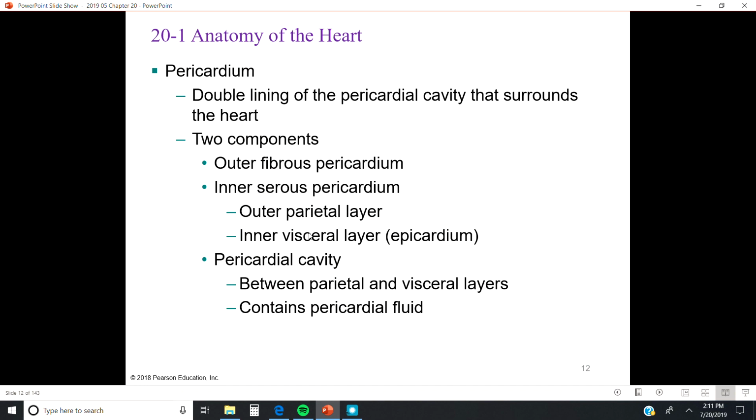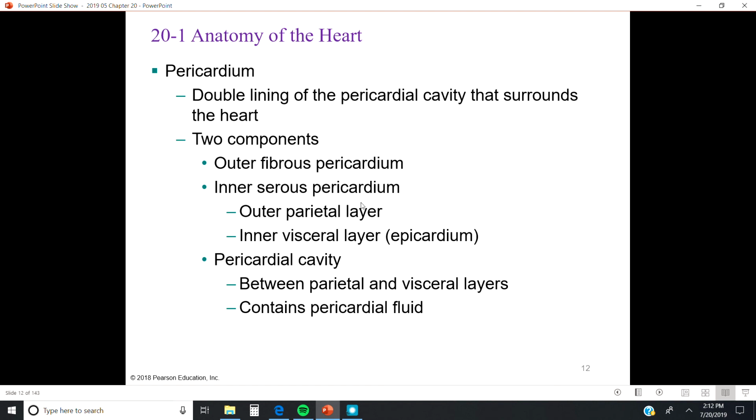Okay, so just kind of going back to the notes for a minute. So the outer fibrous pericardium, right, that's that tough bag that surrounds the entire heart and its structures. The inner serous pericardium is on the inside of the fibrous pericardium, and you need to know it has two layers. The outer layer is the parietal layer. That's going to line the cavity wall. And then the inner layer is the visceral layer. That's going to line the heart or cover the heart.